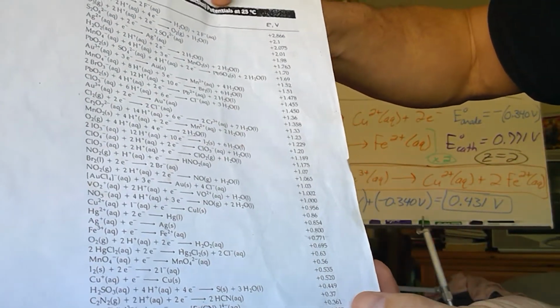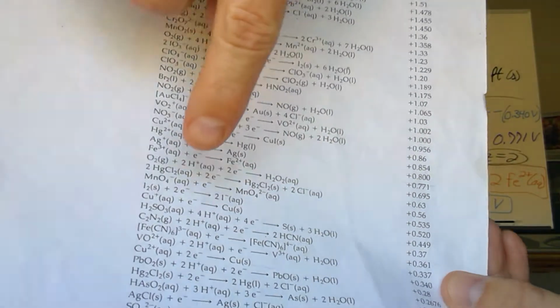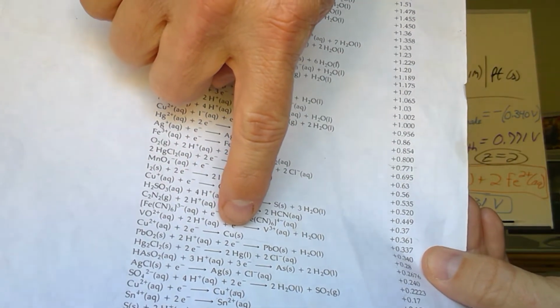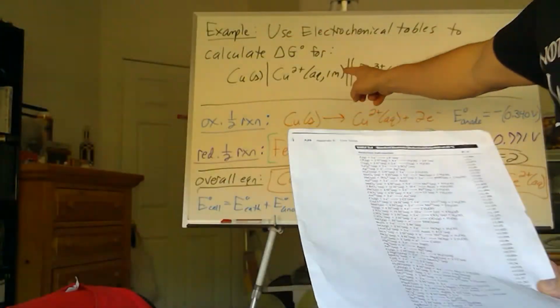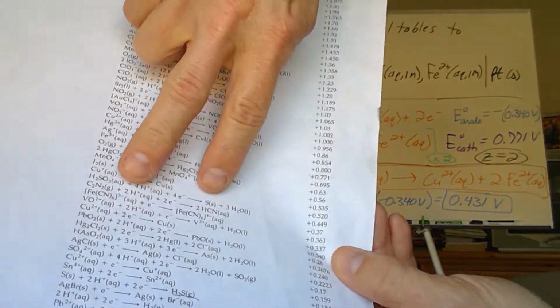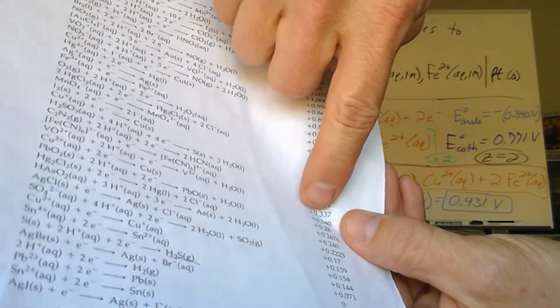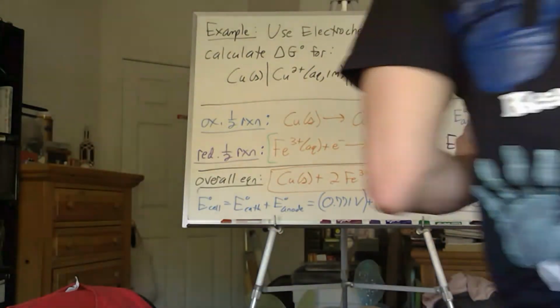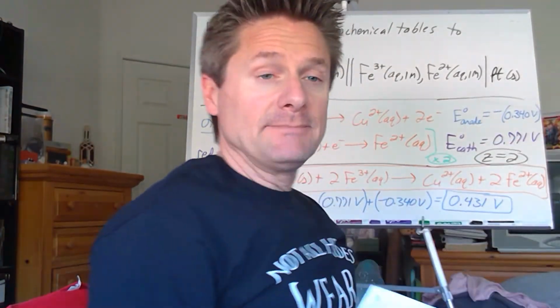So I looked for that on here. I was looking for the copper right there. So there's the copper plus 2 electrons going to copper solid, which is the opposite of that. Remember, these are reduction potentials, so we have to reverse that copper equation, so we have to put a negative sign in front of the 0.340 there. That's why I've got the negative sign.